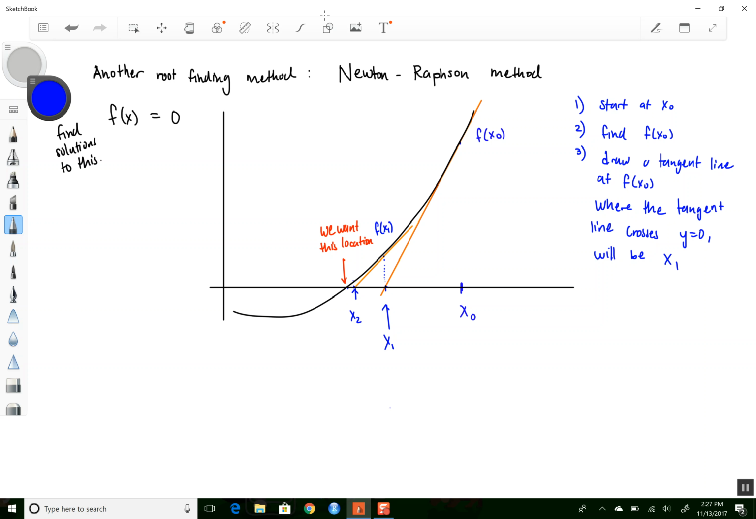All right, so what is the location of x1, right? How do we find this tangent line, and how do we get this spot right here? All right. So, okay. Well, we have to do a little bit of algebra. So here we're going to just take a look at this triangle. Okay. What is the height here? The height is equal to f of x0, right?